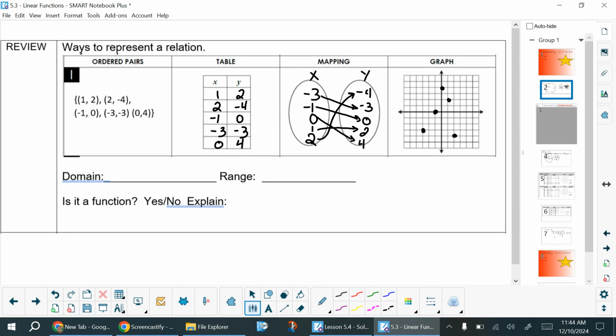And I've got my relation graphed. For the domain, since this is a discrete function, I just get to list them all off. Remember, domain is all the x values, range is all the y values, and I'll just list them. I like listing them from the mapping diagram because they're already in order, and we do like to list these in order from smallest to biggest. For the range, y values, same deal.